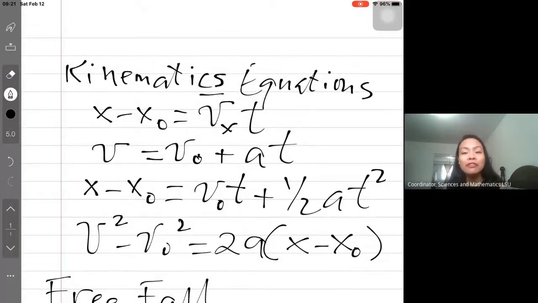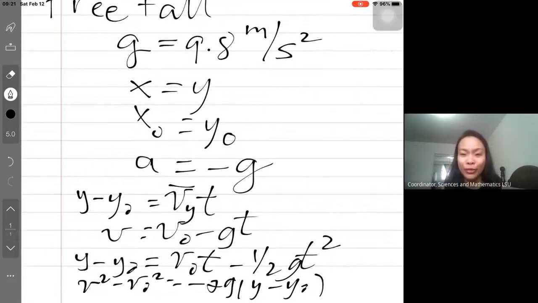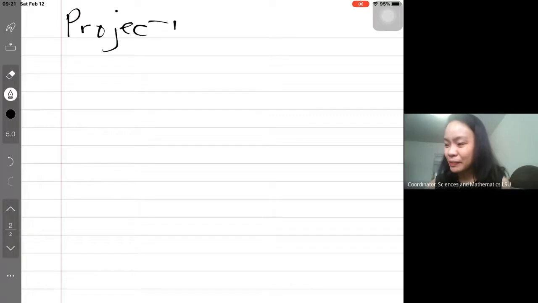So again, for free fall, we just change the x. Instead of x, we change it into y. And instead of a, we change it into negative g. So we have now our four kinematics equations and our four equations for free fall. Now let us proceed to the motion, which is two-dimensional, both along the x and along the y. All right, so let us now proceed to projectile motion.